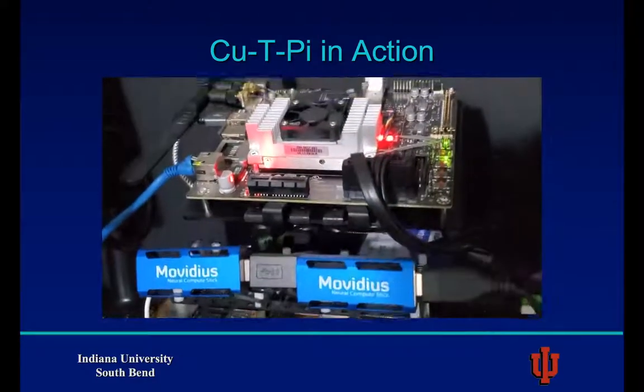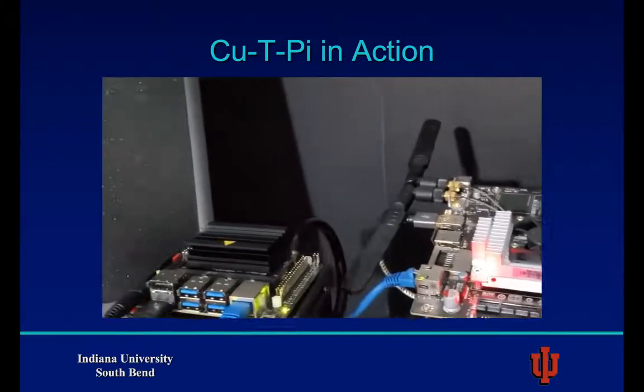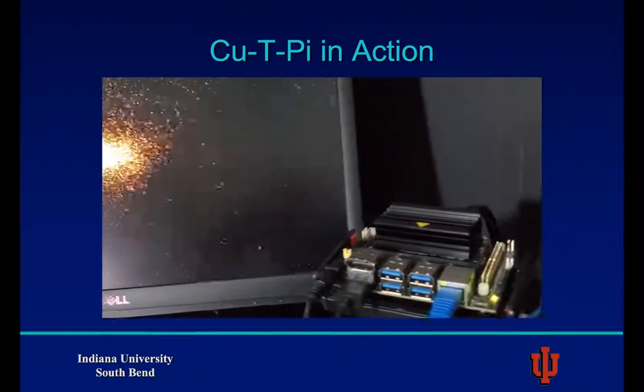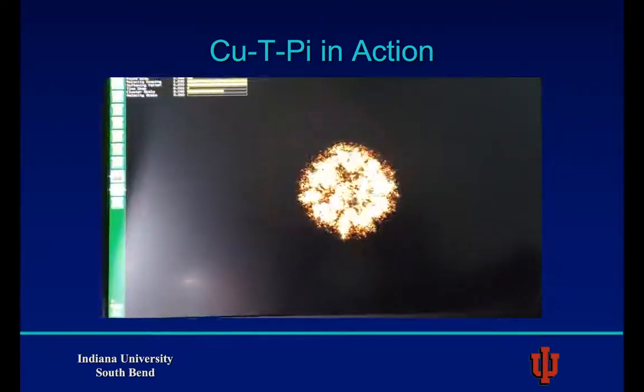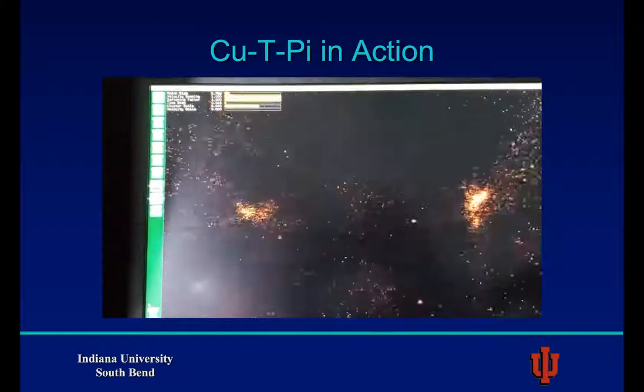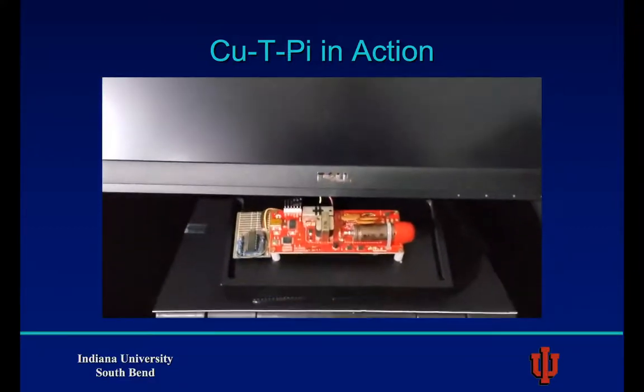These are the neural compute sticks. On top is the TX2. Here's the Jetson Nano. It's running NVIDIA's N-Body demonstration, in this case with 16K bodies at about 150 gigaflops. Below it is the Geiger counter.